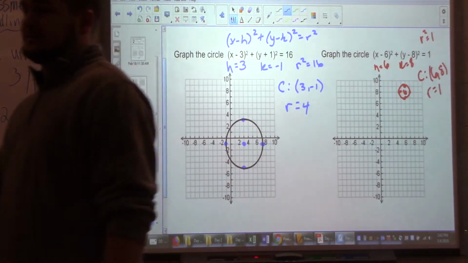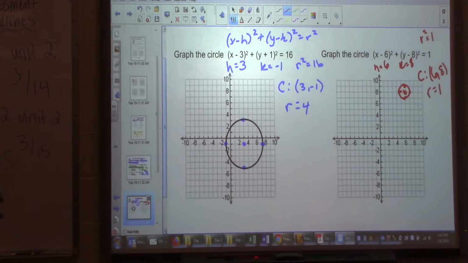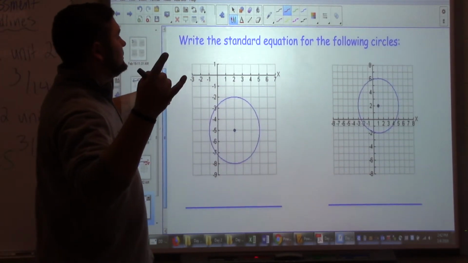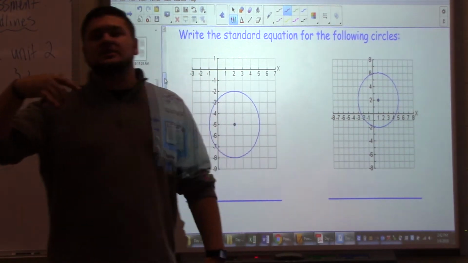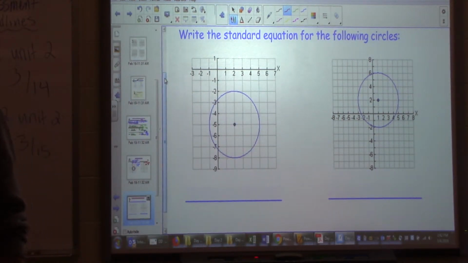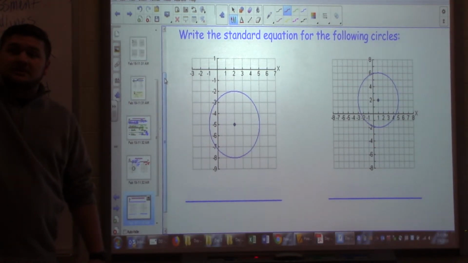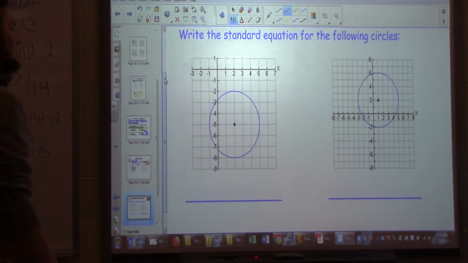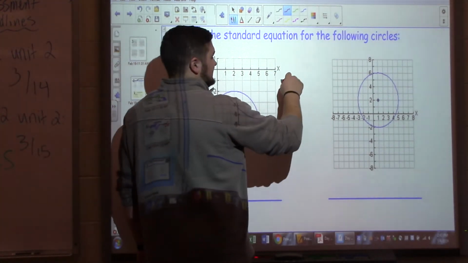Alright, then we got 2 more problems and we're done for the day. Told you, a short lesson. Last 2. Write the standard equation for the following circles. So now we give you the circle, we want the equation. What are the 2 things we're going to need to find? The radius, and h, k. What do we call that point right in the middle? The center. So, find the center, find the radius.